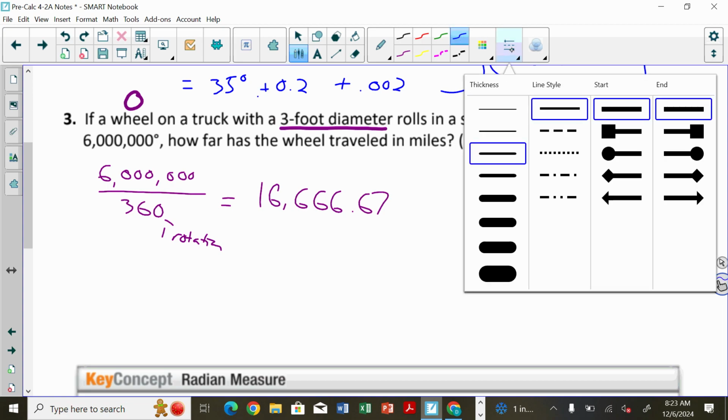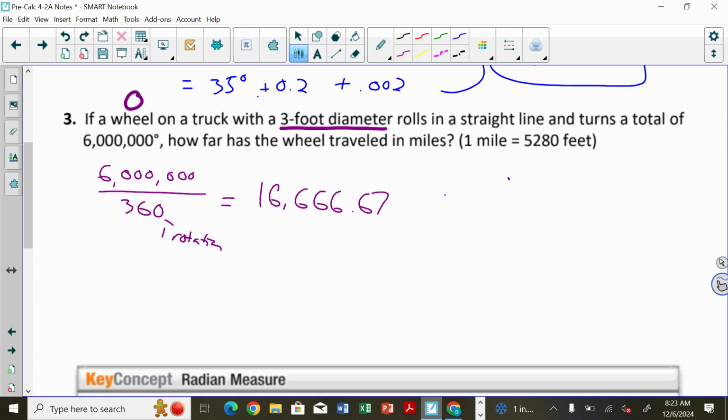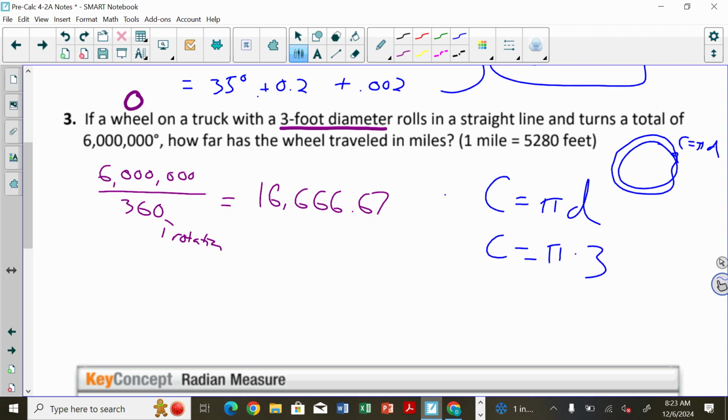So the other thing we've got to look at here is circumference, right? Because the wheel goes around, the rotation is the circumference of the circle. So C equals pi times diameter. Pi times the 3-foot diameter gives us about 9.42 feet, because this was in feet.